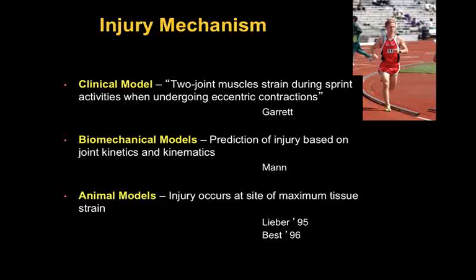Injury mechanisms that have been reported in the literature for hamstring strains: using a clinical model, two-joint muscle strains during sprinting activities when undergoing eccentric contractions is the reason why hamstrings get strained. Using biomechanical models, prediction of injury is based on joint kinetics and kinematics. Again, looking at a knee and a hip and the fact that this muscle crosses both of those. In animal models, injuries occur at the site of maximum tissue strain, and it's been shown that there's a lot of strain during the hamstrings' eccentric loading in the phase of running.